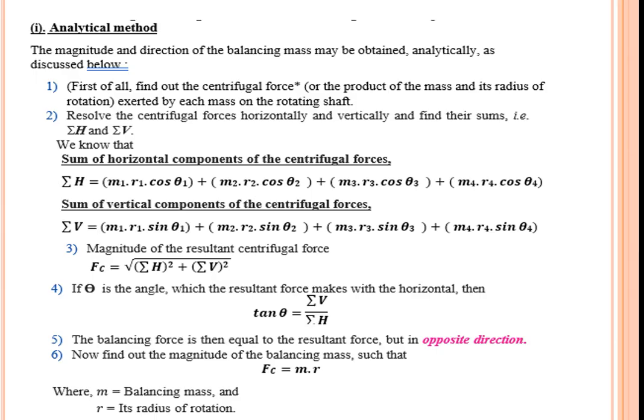In the analytical method, the sum of the horizontal and vertical components must be resolved equal to 0. First of all, you have to find the centrifugal forces of the given values. Then resolve the centrifugal forces horizontally and vertically and find the sum. After finding the sum, find the magnitude of the resultant centrifugal force. Then find the required angle: tan theta is equal to the sum of the vertical forces divided by the sum of the horizontal forces. The magnitude of the balancing force F is equal to m into r, but it must be in the opposite direction. By this you'll be able to solve the problem by the analytical method.